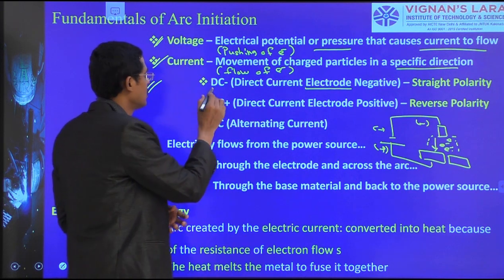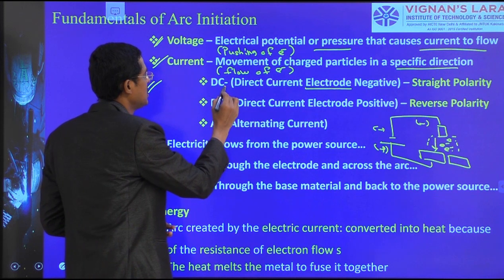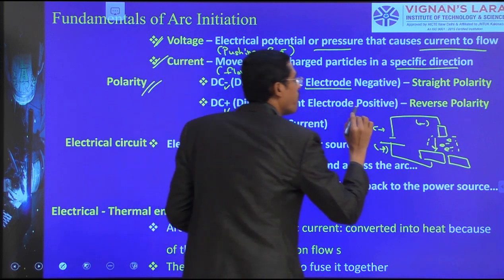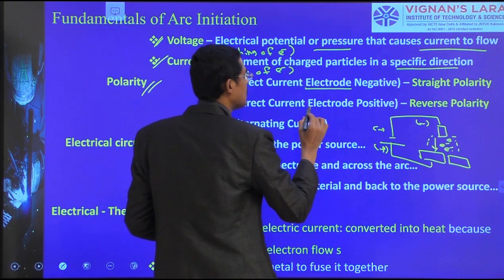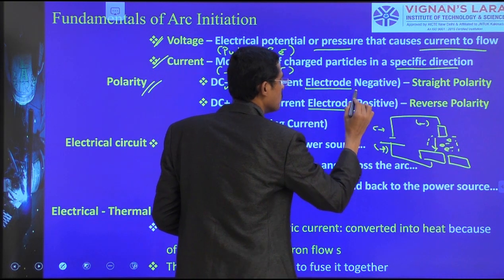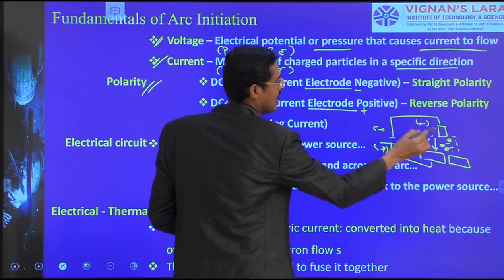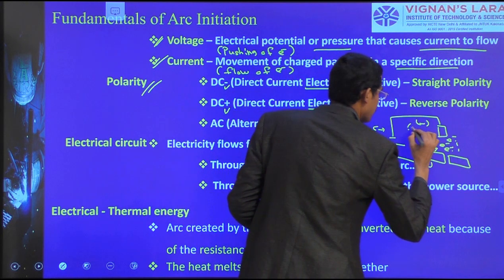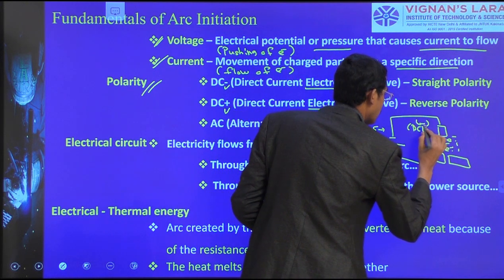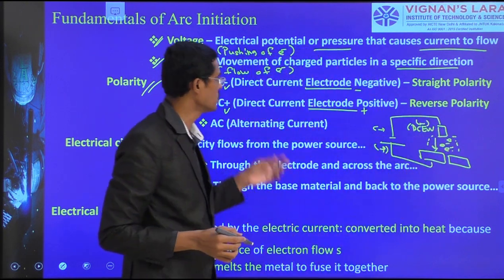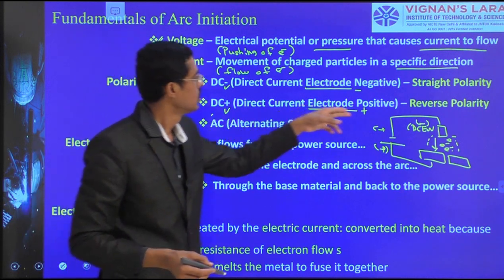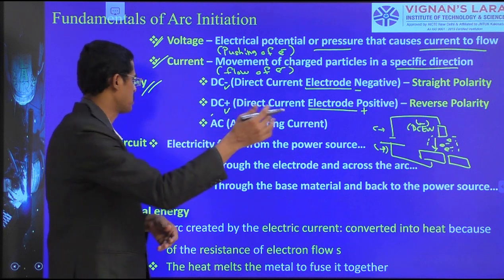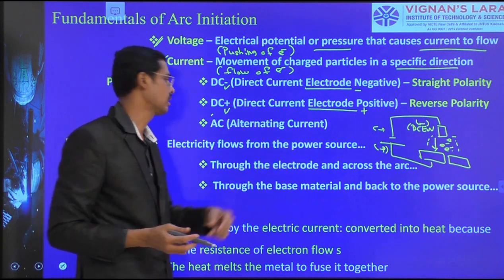Similarly, DC: this is DC negative, this is DC positive, direct current. For electrode positive, I am keeping this electrode as a positive. Here the electrode is kept as a negative. You can write here DC, electrode negative. In case I am connecting the positive, DC electrode positive, we will come to know why we are connecting negative and positives. Similarly, alternating current is there.